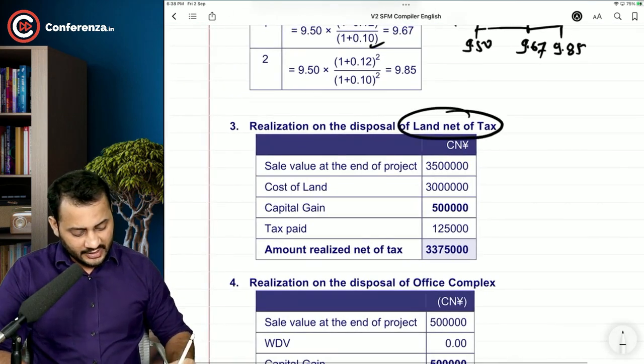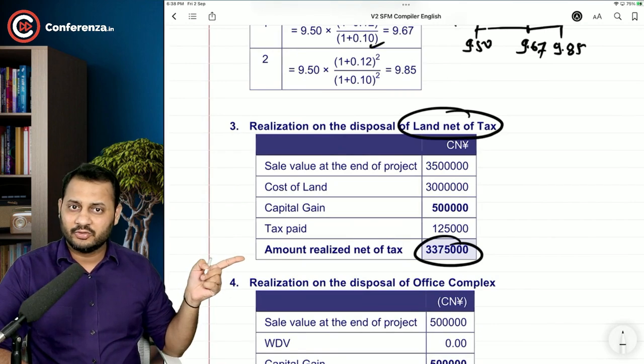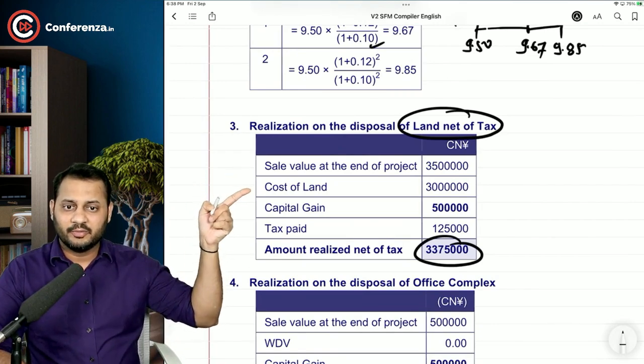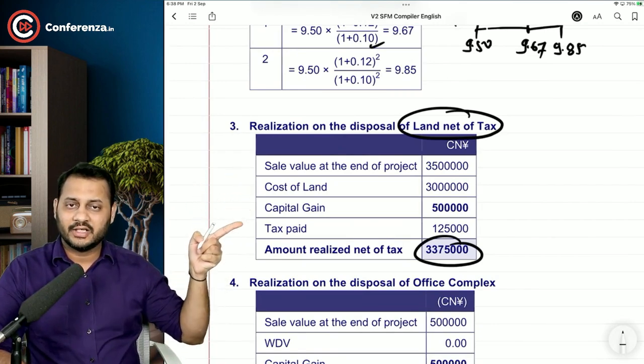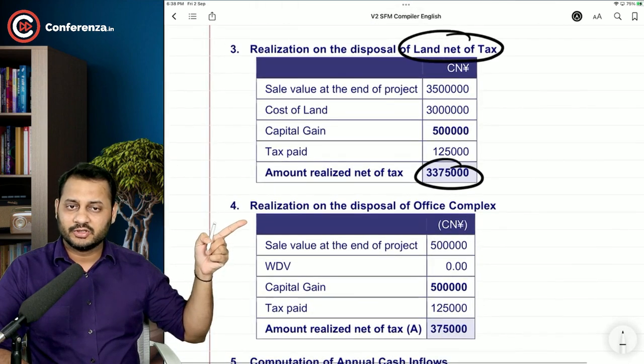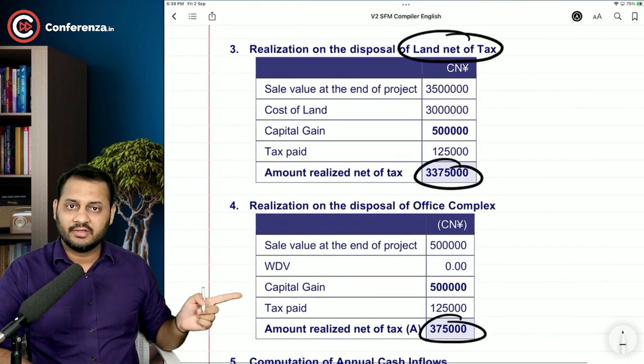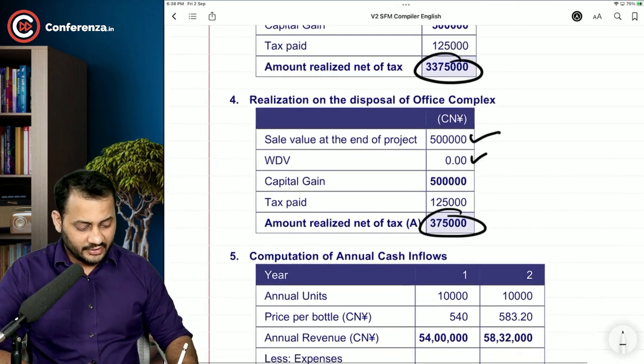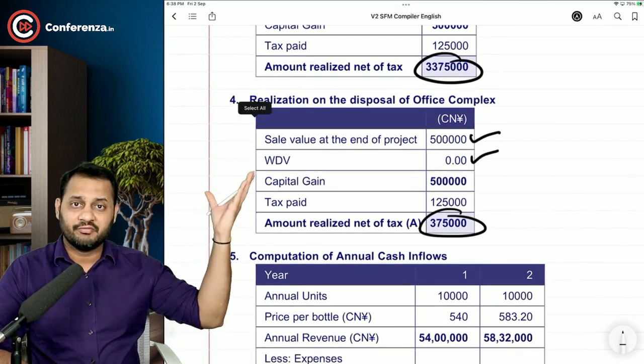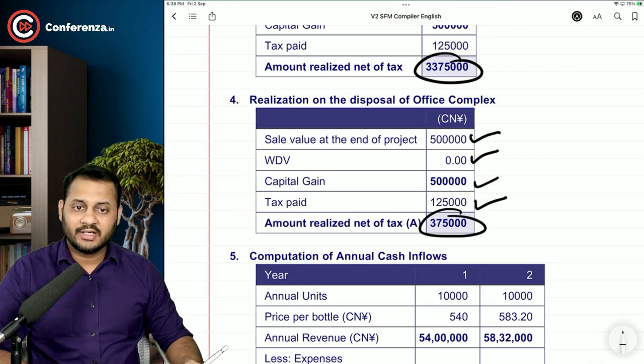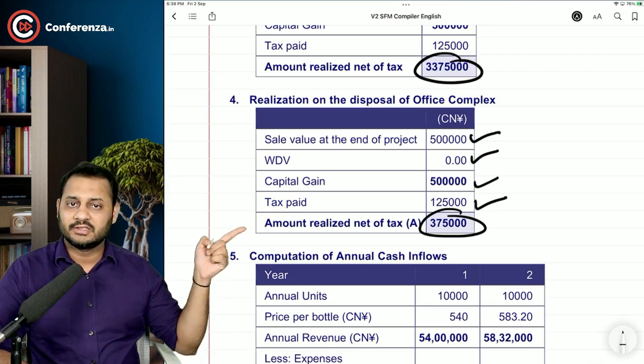Then this is about the land tax, 33,75,000. I told you, sold at 35, purchased at 30, capital gain 5 lakh, taxes paid. In case of disposal of office complex, it's 3,75,000. Sold at 5 lakh, WDV was 0 because we depreciated everything. Capital gain was 5 lakh, tax was 1.25 lakh, and this is the amount realized.